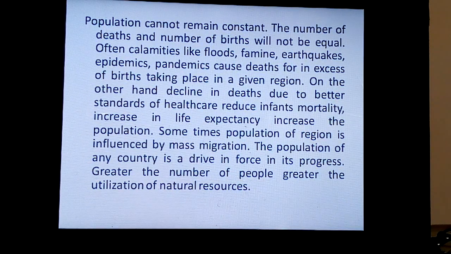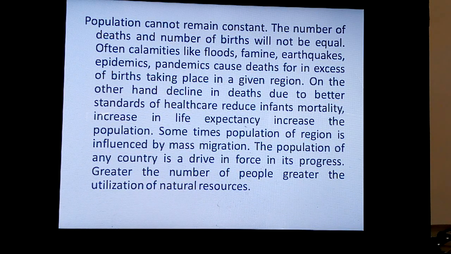Population cannot remain constant. The number of deaths and number of births will not be equal. Often calamities like floods, famine, earthquakes, epidemics, pandemics cause deaths in excess of births taking place in a given region. On the other hand, decline in deaths due to better standards of health care, reduced infant mortality, increase in life expectancy, increase the population.